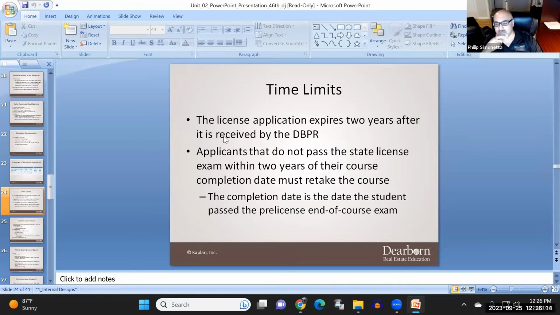Applicants that do not pass the state license exam within 2 years of their course completion date must retake the course. So if your course was taken and 2 years pass, you can reapply and take the test only if the course still hasn't passed 2 years. Does that make sense? And the completion date is the date that the student passed the pre-license end of course exam.